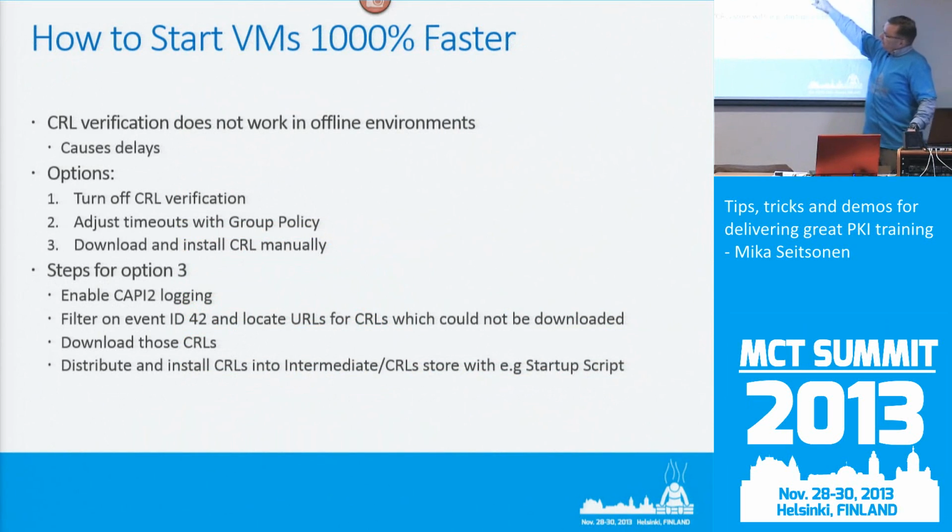Then the option that I have been using in the past, more manually than now, is to download and install the CRL manually. The steps for this option 3 are to enable the CAPI2 logging, then look for event ID 42, and then look for the URLs in those events.